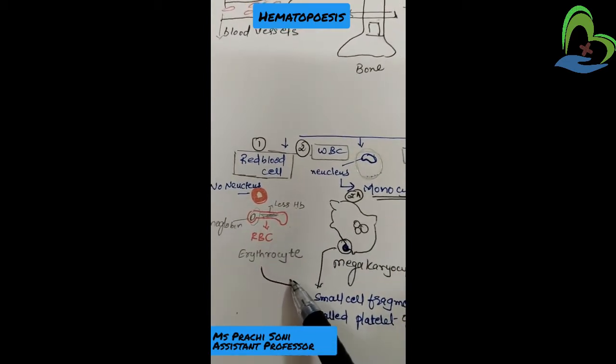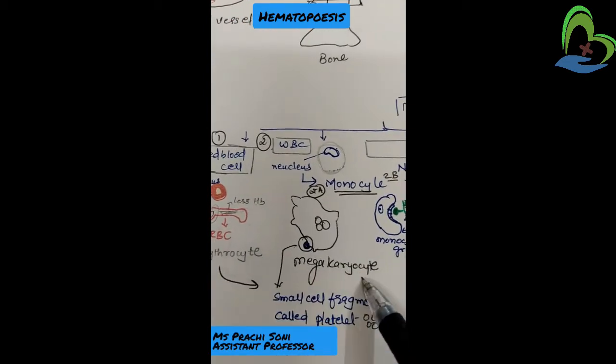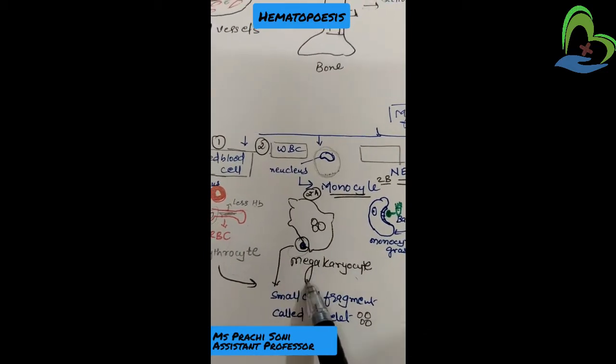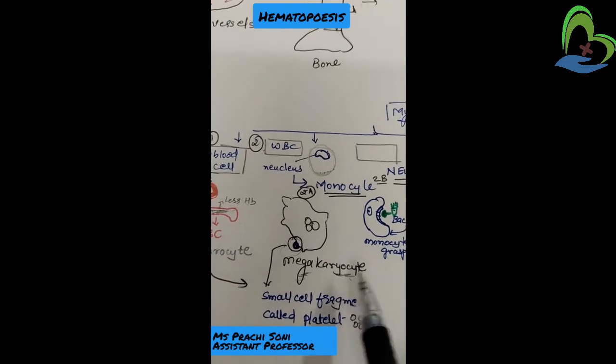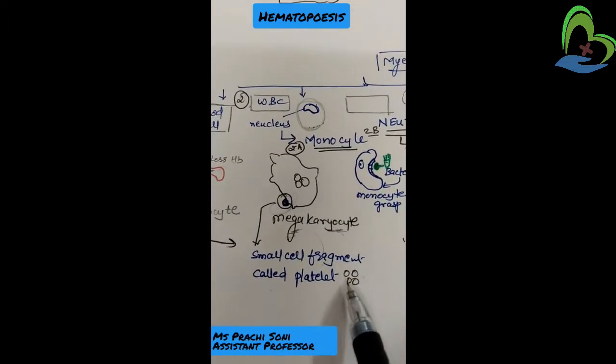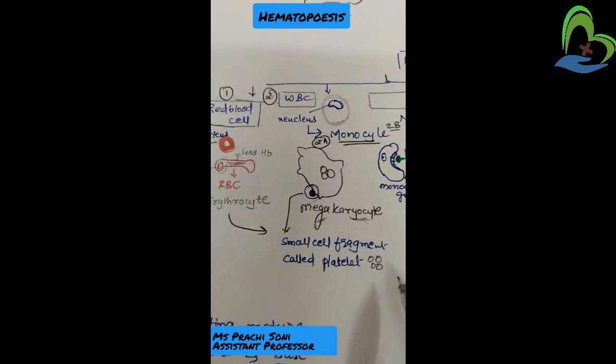These are the erythrocytes. Then there are megakaryocytes, which produce small cell fragments called platelets. Megakaryocytes means bigger platelet cells, and these have the small platelets, which are simple, small cells.